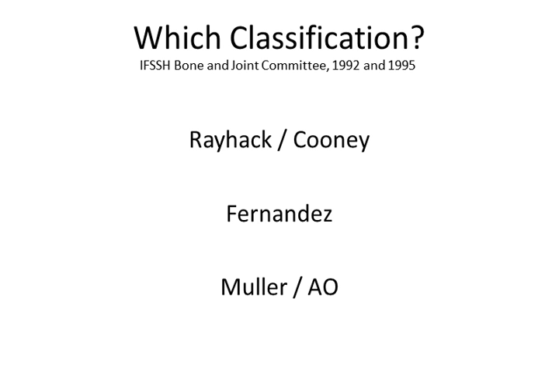So after I talk so much, what classification should you use? Based on the IFSSH Bone and Joint Committee meeting in 1992 and 1995, they were trying to find a consensus on which classification system they should adopt. But after talking for a long time, they couldn't decide, and basically they just said that there are 3 finalists, Rehag, Fernandez, and Mueller AO. So there is no one classification system that we can really use. So it's really up to you.